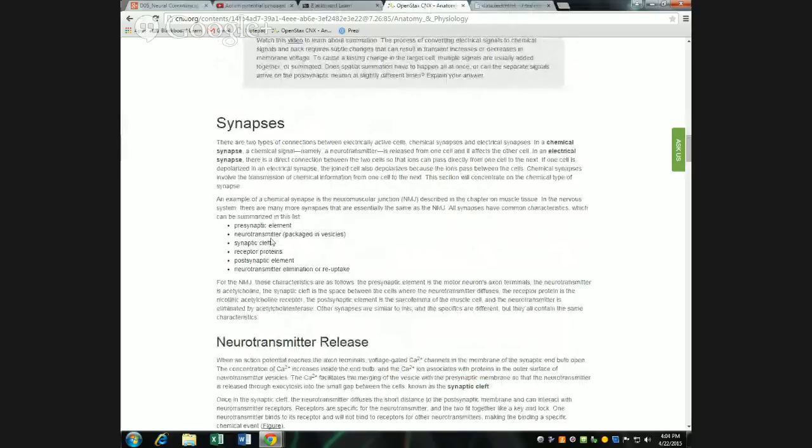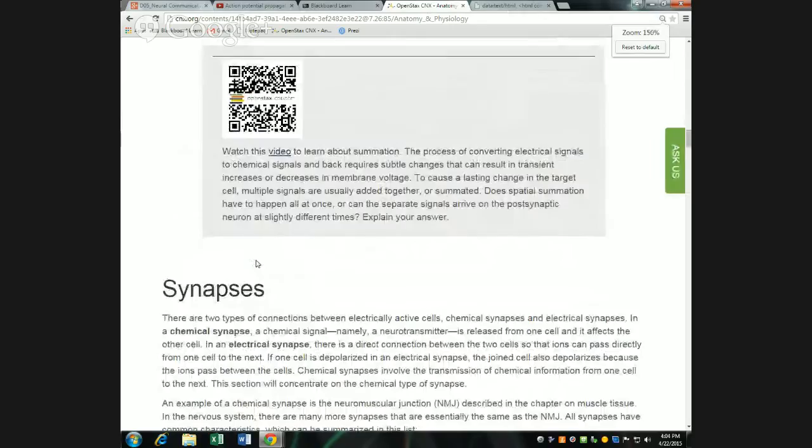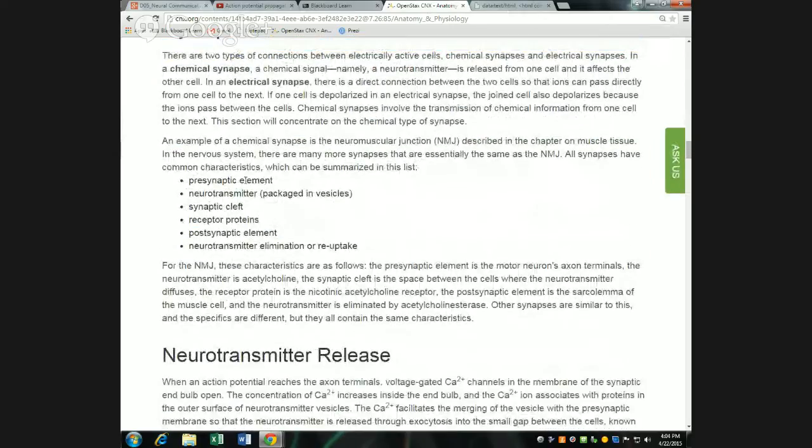So in the book, this little bullet list here is sort of defining the different things that we see at a synapse. And we've actually already talked about a synapse, which was the neuromuscular junction. So if we think about the neuromuscular junction, these things are all there, okay? The presynaptic element, that's the thing that's sending information into the synapse. That's the axon that's ending in a little bulb, the axon terminal, the synaptic end bulb. Okay? It contains neurotransmitters that are packaged in vesicles. That neurotransmitter for the neuromuscular junction was acetylcholine.